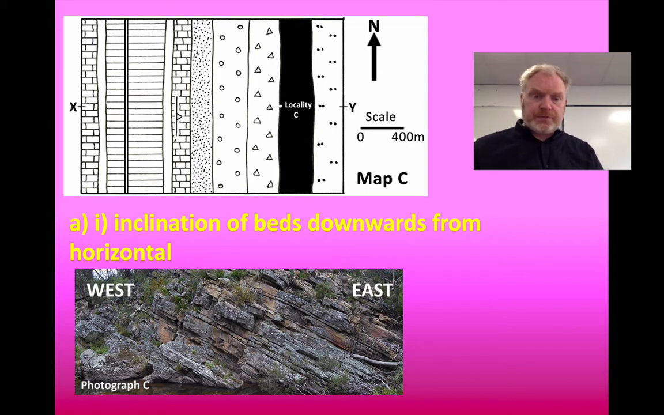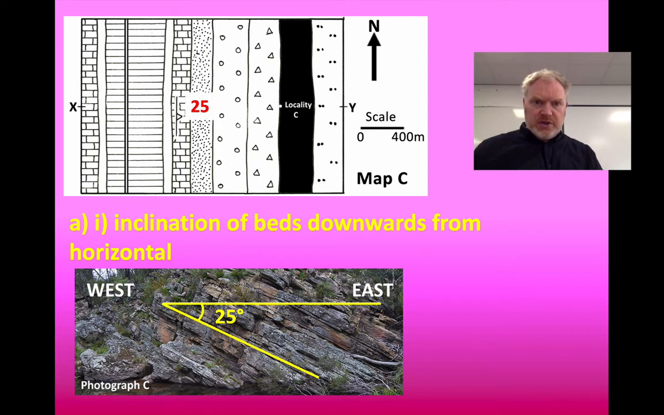Part 2 then asks you to measure the dip of the bed shown on photograph C, which shows the dip from this area. So if I measure from horizontal, going down there, we get a dip of about 25 degrees. So we can then label that on our map as a 25-degree dip to the east.